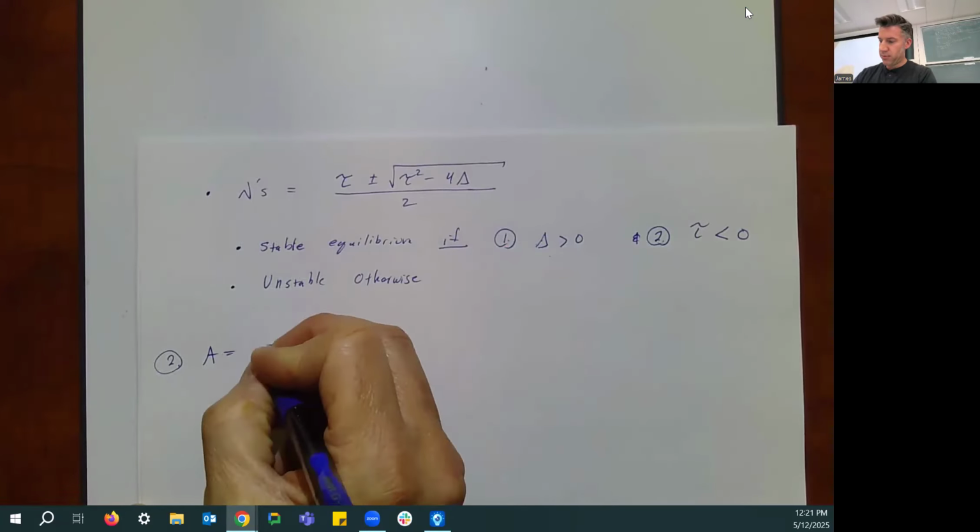I could have skipped doing that, by the way, right? Since I already knew the trace and the determinant, I could have said, oh yeah, my quadratic equation is just lambda squared minus the trace times lambda plus the determinant. So in this case, we're trying to check to see if it's real or not.